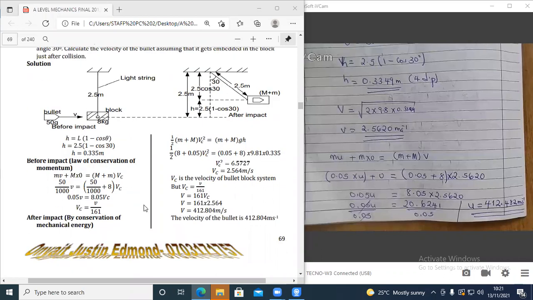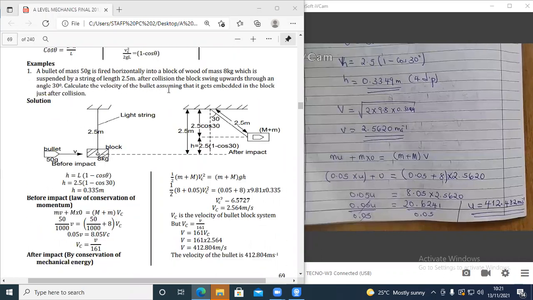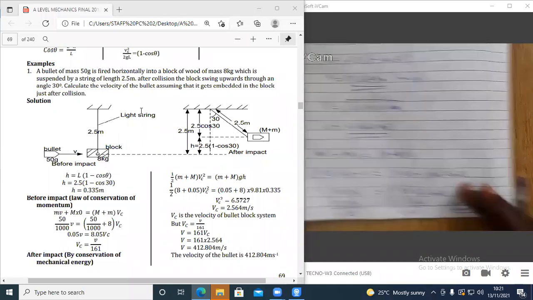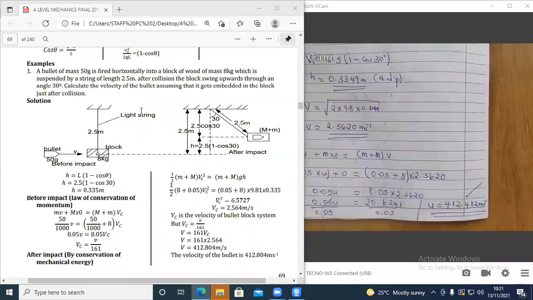I think we have answered the question, because they want us to calculate the velocity of the bullets, assuming that it gets embedded in the block just after collision. So after giving the sketch like that, we have done the calculation. There we are. So this is what they wanted.